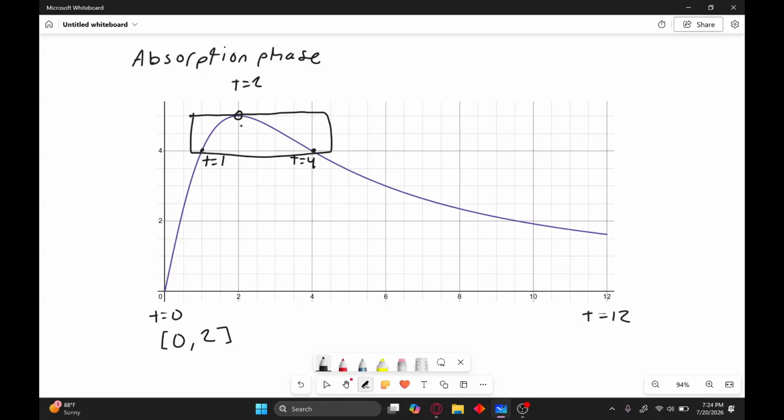So everything past this maximum here, this peak, is the elimination phase right here. So everything past that, as you can see, it's declining, meaning it's exiting the kidneys and it's being eliminated. So from the range of 2 to 12, the drug is being expelled from the body.